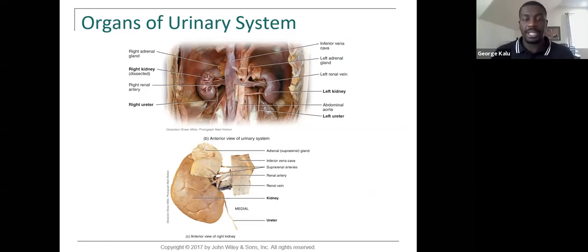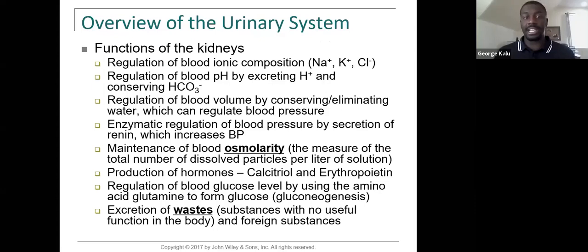So when we look at the overall functions of the kidneys, we're going to see that the majority of these functions have to do with regulating what's going on inside the blood. The first thing that the kidneys are able to do is regulate your blood ionic composition. It's going to regulate the ions inside your blood.